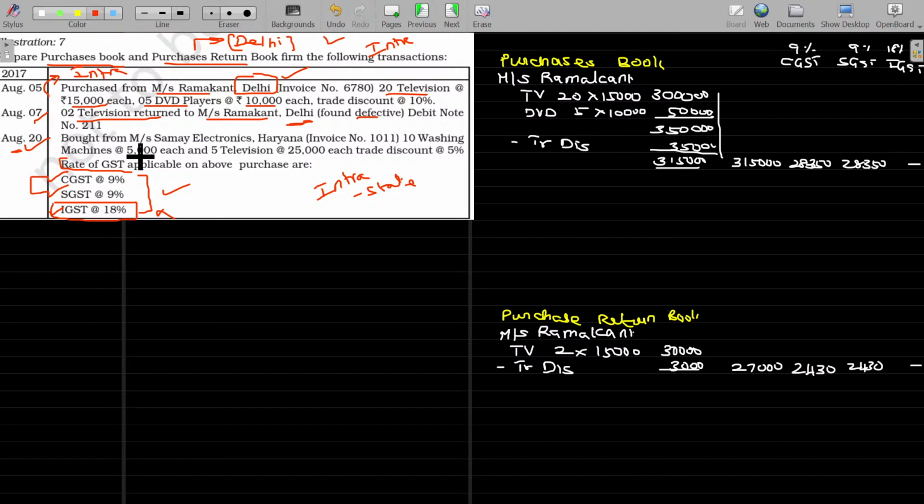On 20th, bought from Mrs. Same Electronics, Haryana. We are in Delhi, purchasing from Haryana, then it is interstate. In the case of interstate, IGST will be applicable. Right. Mrs. Same Electronics. Okay.